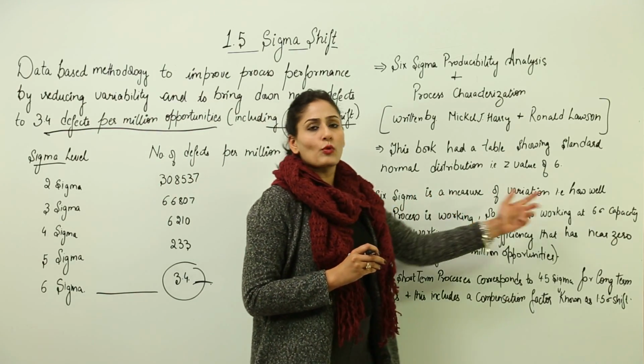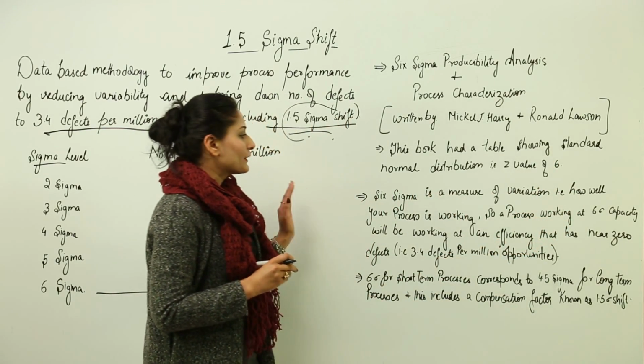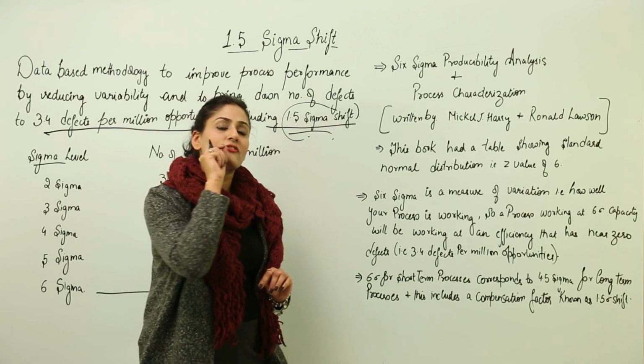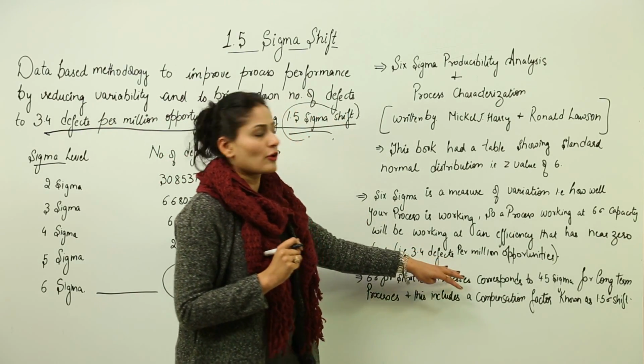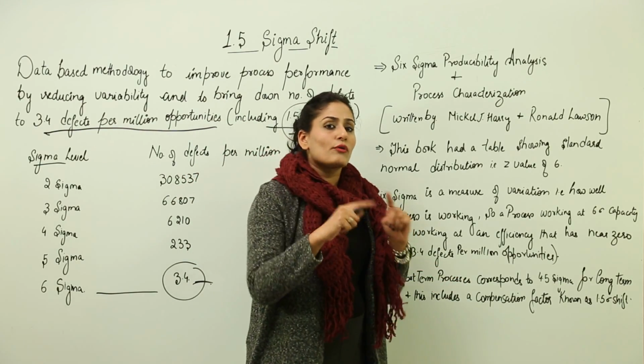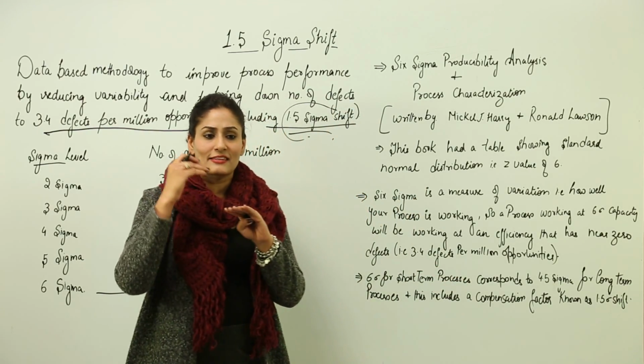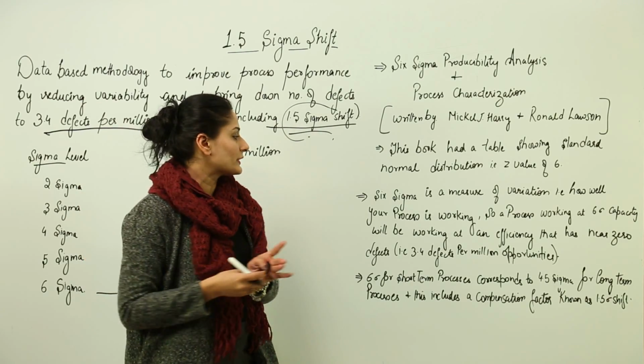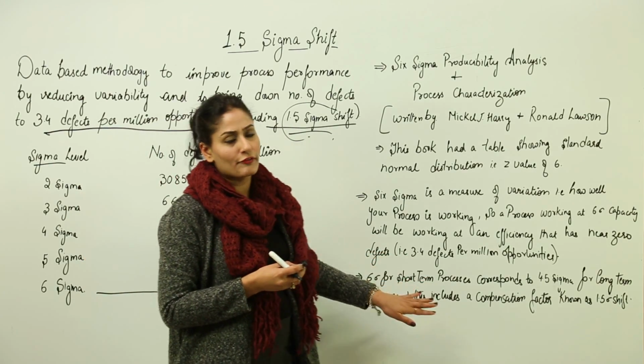So if a process is working at 6 sigma capacity, it will be working at an efficiency that has near zero defects, or 3.4 defects per million opportunities, right? Now when we compare these things, that 6 sigma value statistically is 2 defects per billion opportunities, and here I am saying 3.4 defects.